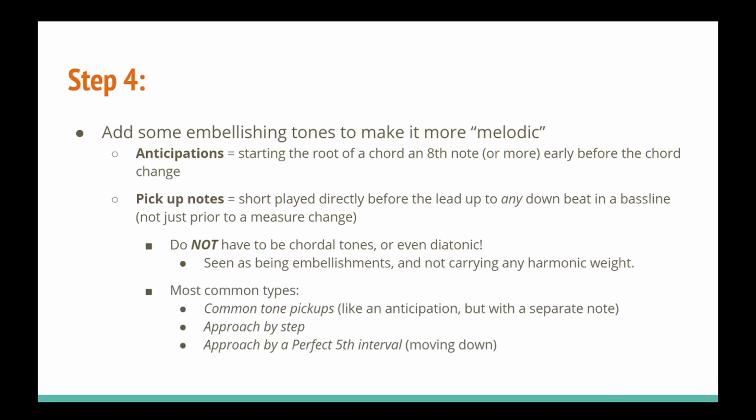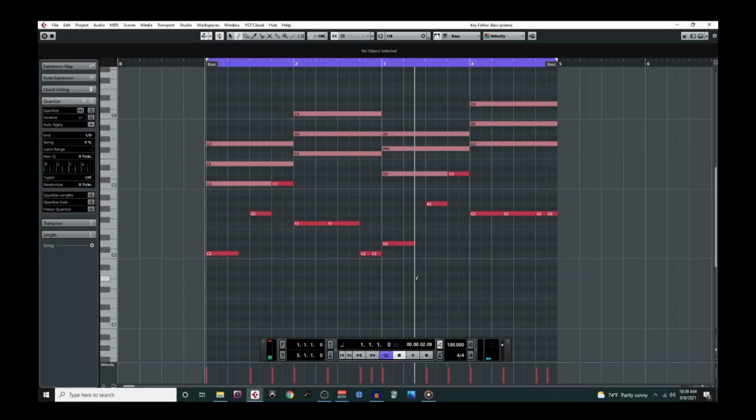The most common types of pickups are common tone pickups, which are like anticipations that are separate from the next note. We also have pickups that approach their target note by step, either up or down, and pickups that resolve by moving down a perfect fifth to their target note. These are especially powerful when used prior to the root of the next chord. So I'm not going to add too many here, maybe just one per measure to give an idea of what these can look like.